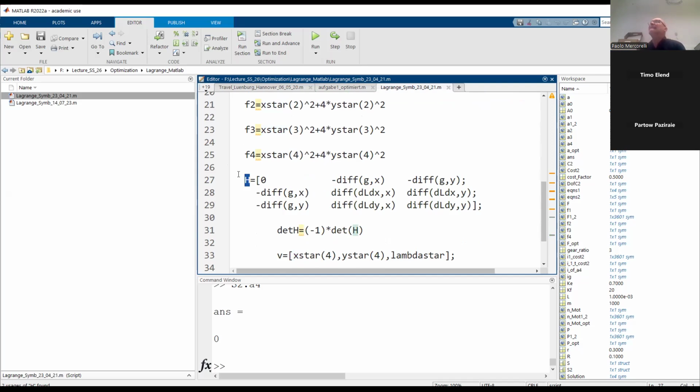Now, we found a candidate point. I forgot to say before, a candidate point. The point was 1, 0. And then we have to classify it as maximum or minimum. If you remember in high school, this was done using the second derivative, or the third, and so on, depends.